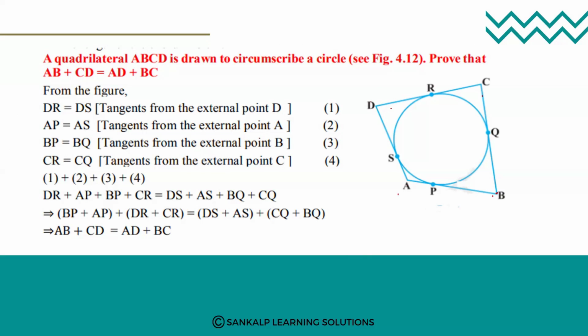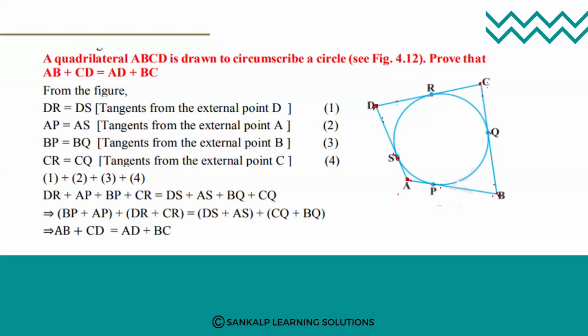Now, from the figure, D is an external point and DR and DS are the two tangents from the external point D, right? A is an external point. AP and AS are the two tangents from the external point A. And B is an external point. BQ and BP are the two tangents from the external point B. Now C is an external point and CQ and CR are the two tangents from point C. So two tangents are equal. When you draw tangents from an external point to the circle, then the lengths of the two tangents are equal.